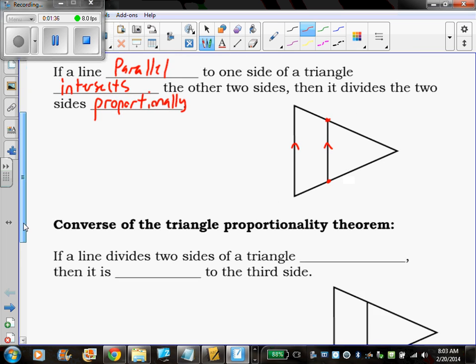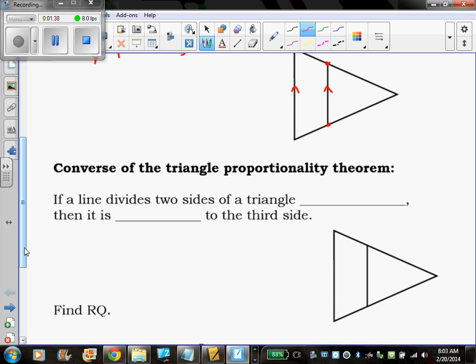The converse to this, remember converse is when we sort of take the two parts and we switch them, is that if a line divides two sides of a triangle proportionally, then it is parallel to the third side.